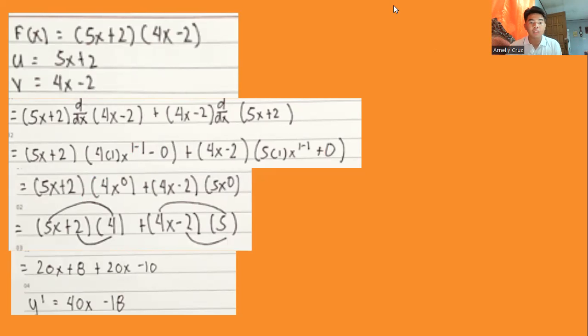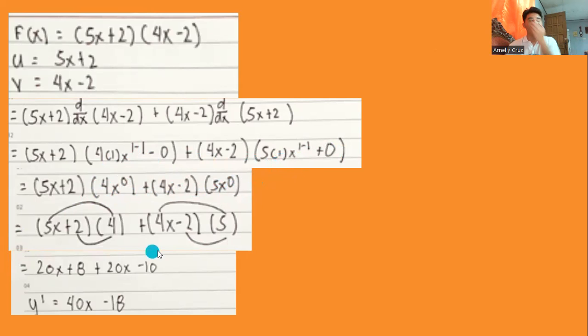So, yung gagawin po natin dito ay ayusin na po natin yung ating given. So, ito po ay 4x to the 0. Paano po siya naging 4x to the 0? 4 times 1 is equal to 4. Then x raised to the power of 0. 1 minus 1 is 0 po. Plus 4x minus 2 times 5x raised to the power of 0 sapagkat 5 times 1 equal to 5 and 1 minus 1 is equal to 0 po. Kaya po siya naging 0. So, natanggalin na po natin yung 0 niya sapagkat constant na po sila.